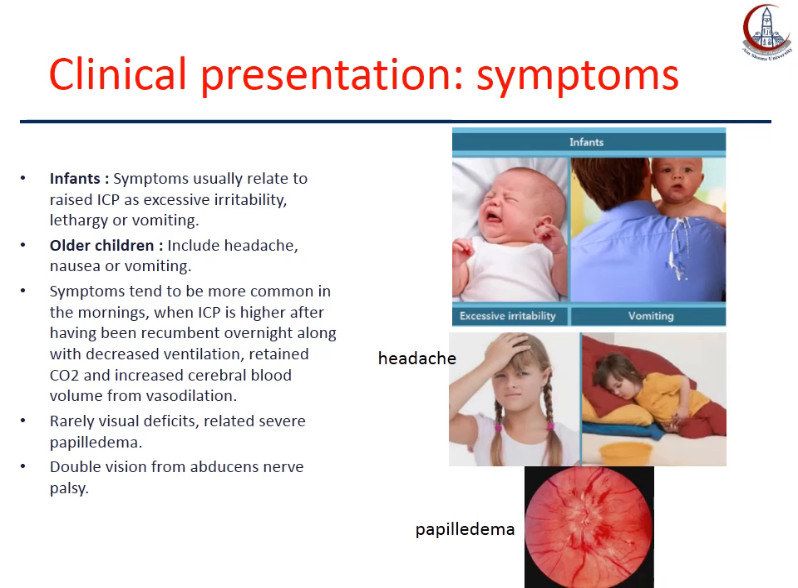In infants, this depends on the age. In infants below 2 years of age, symptoms usually relate to increased intracranial pressure, such as excessive irritability, lethargy, or vomiting. In older children, symptoms include headache, nausea, or vomiting. Symptoms tend to be more common in the morning, when the intracranial pressure is higher after having been recumbent overnight, along with decreased ventilation, retained CO2, and increased cerebral blood volume from vasodilation. Rarely, visual defects related to severe papilledema, or double vision from abducens nerve paralysis.